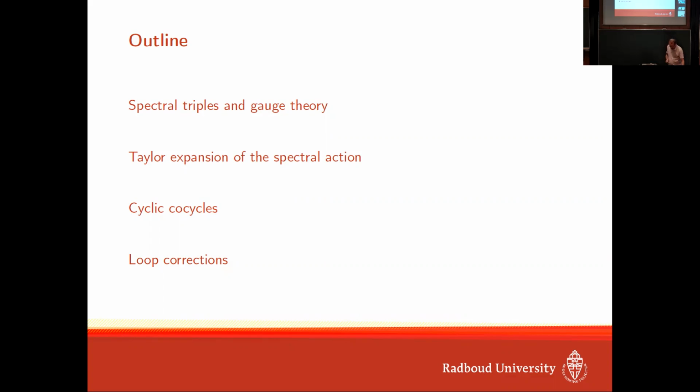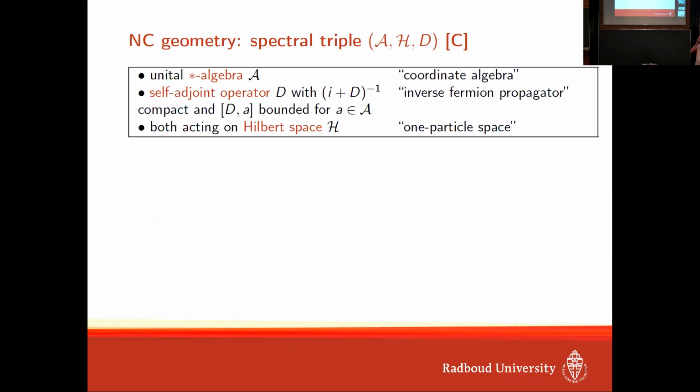Okay, so spectral triples and gauge theory. For me, I would start with this data A, H, D. We've seen it already before. There's a unital star algebra, just to be on the safe side, or it's somewhat easier. Then there's this self-adjoint operator D, like the Dirac operator. That's really what you want to think of. And they both act on a Hilbert space H. And there are some conditions like compact resolvent and commutators being bounded.